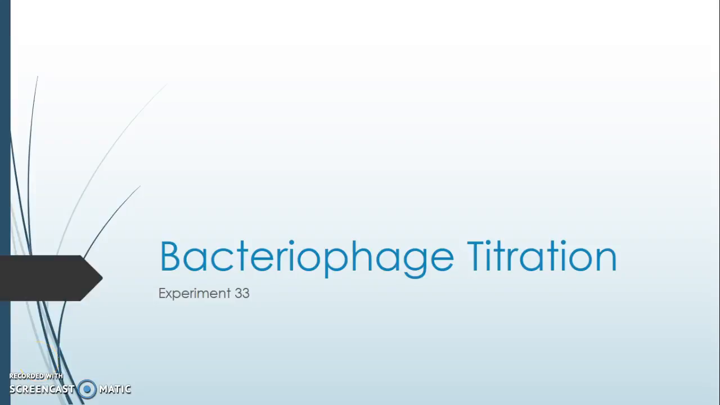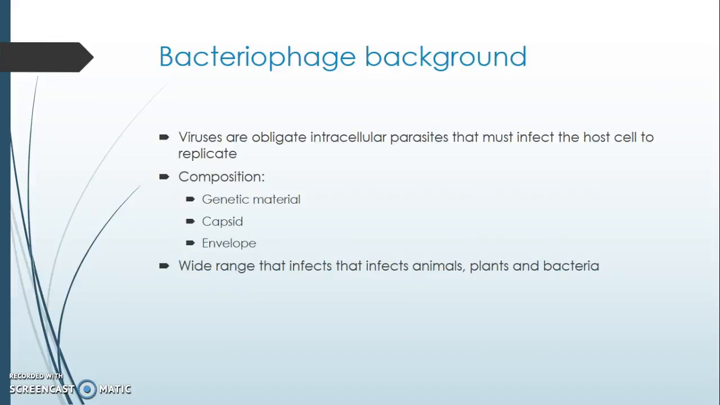Okay, so experiment 33 is bacteriophage titrations. And so, bacteriophage background. Viruses, as you know, are obligate intracellular parasites that must infect the host cell to replicate. Got that straight out of my manual. And so their composition: every virus has some genetic material, whether it be RNA or DNA, a capsid, and an envelope. And the envelope surrounds the capsid.